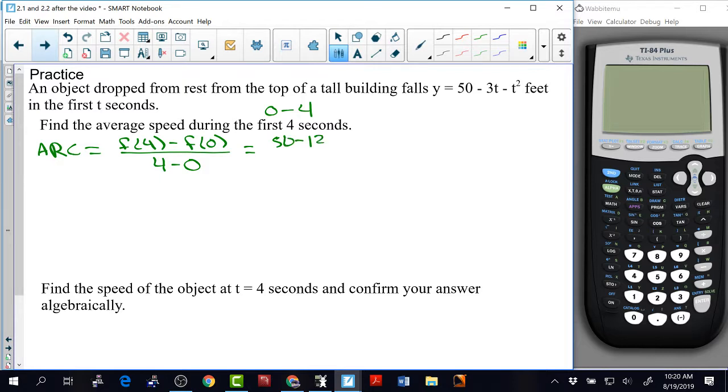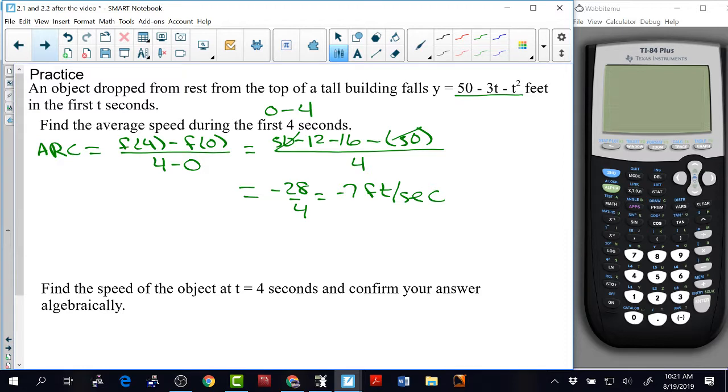50 minus 12 minus 16. That's plugging 4 in there. Minus, plug 0 in there. It just becomes 50. Over 4. These cancel out. Negative 28 over 4. Negative 7 feet per second. So that's really the velocity, the average velocity.